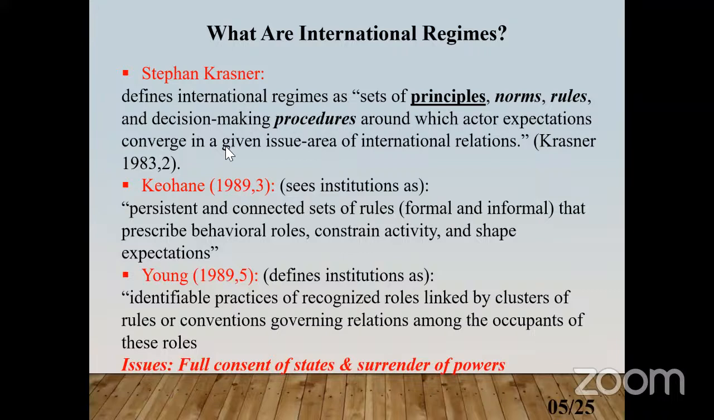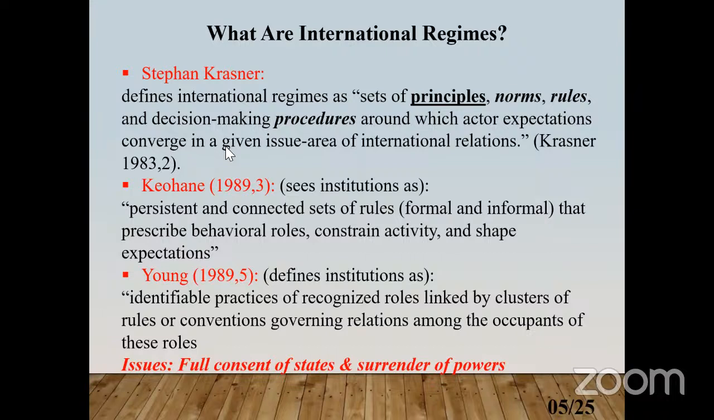So from Stephen Krasner, we see, and we'll be discussing this in a moment, the four main elements, features that constitute international regimes. The first feature of international regimes, we'll be looking at this, is what we call principles. International regimes refer to principles, norms, rules, and procedures.